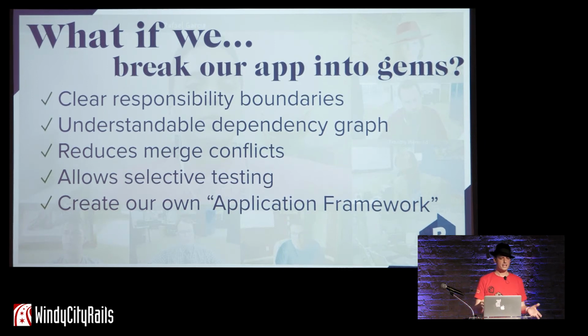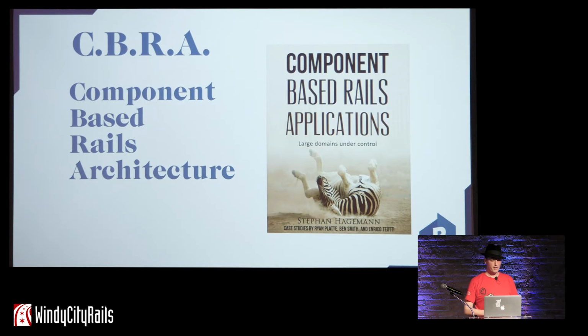It turns out that these ideas aren't particularly new. In fact, a guy named Stefan Hagemann has talked about this since at least 2013 with an idea called CBRA, Component-Based Rails Architecture, and the book that he wrote, Component-Based Rails Applications. This was kind of the aha. This was starting to make sense. How can we assemble our app in a way that solves these problems?